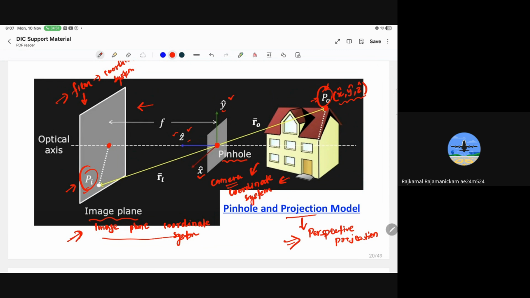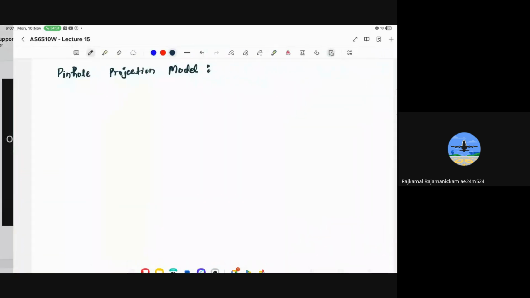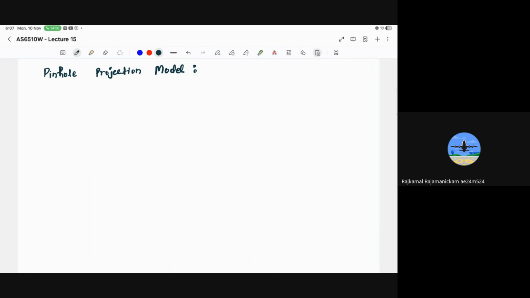Okay. So corresponding to this, let me just write that, this perspective. So we have from camera coordinate system to image coordinate system.